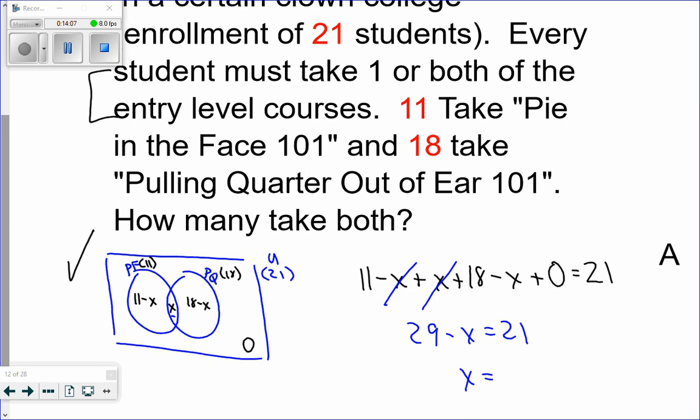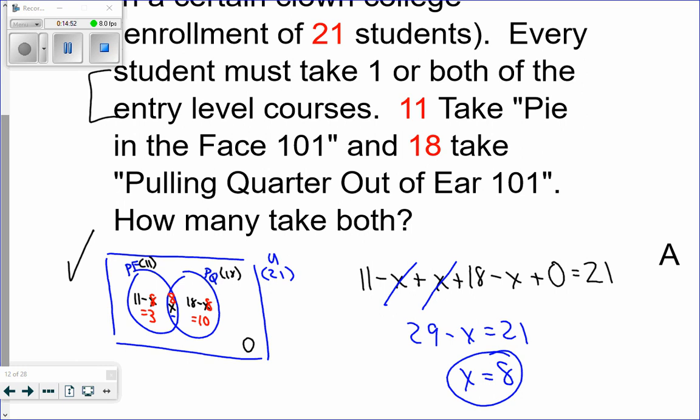So what take away from 29 gives you 21? 8. So how many take both? 8. Okay. Now, do you understand that there's a whole bunch of questions I could ask you here? I could say, how many take both? 8. I could say, how many took only Pie in the Face? 3. How many only took Pulling Quarter Out of Ear? 10. So we could ask you any of those questions. I'm just focusing on the both piece because that's just what we're talking about right now.